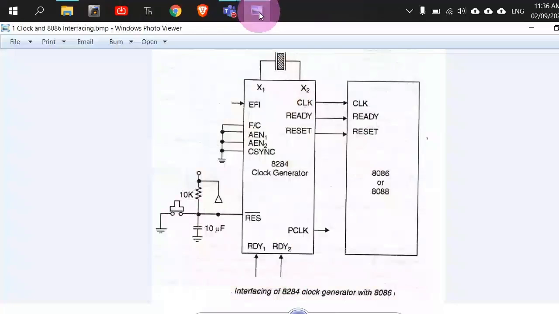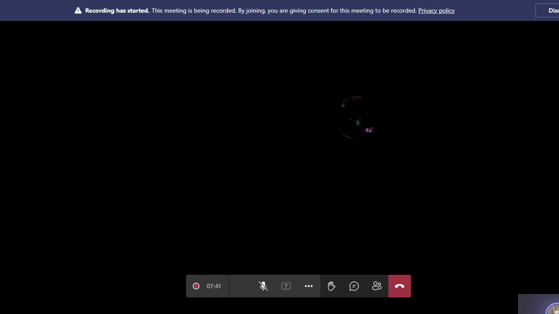So for this 8086 case, we discussed that there was only a single clock input pin, and at that input you have to supply the clock waveform. Since there are no two input pins for the crystal oscillator, we had to add this IC 8284 clock generator, right?